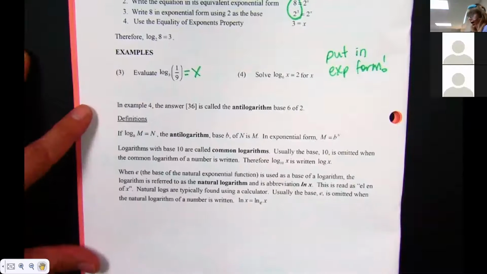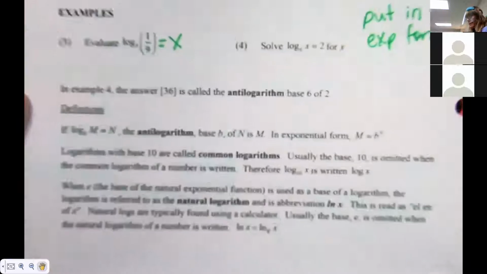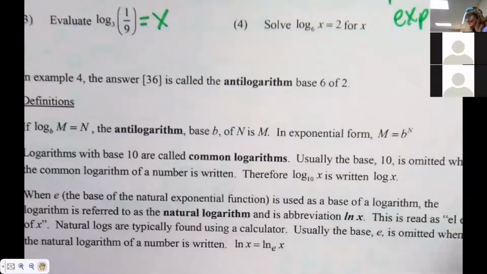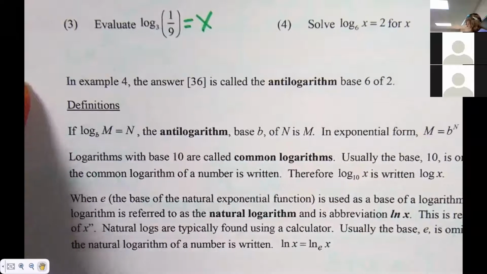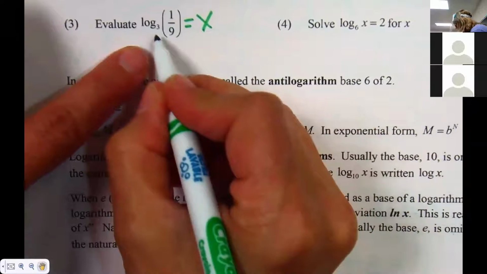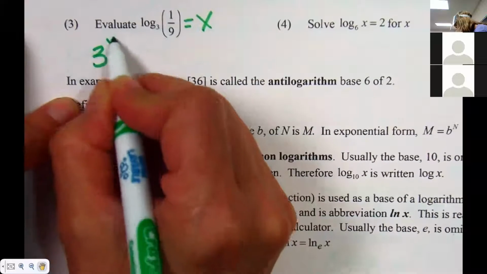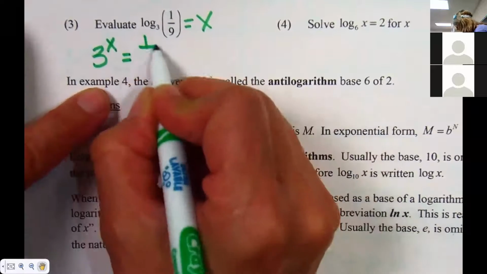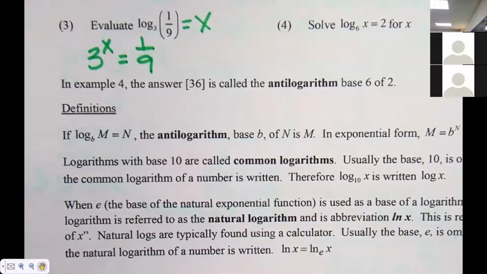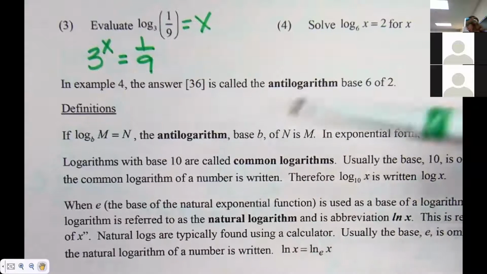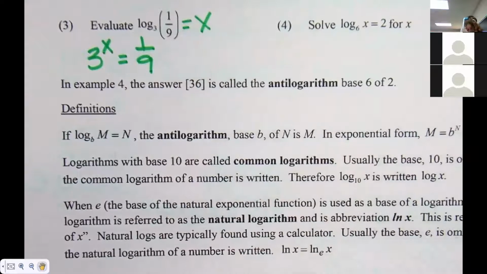So here we go. On number 3, what do logs always equal? What do they always equal? Exponent. Right. So what is the base? It's going to be 3 to the x equals 1/9. But y'all don't see it. Same. It's -2. That's the answer. What's the answer to this problem? When I evaluate log base 3 of 1/9, I get an answer of -2.